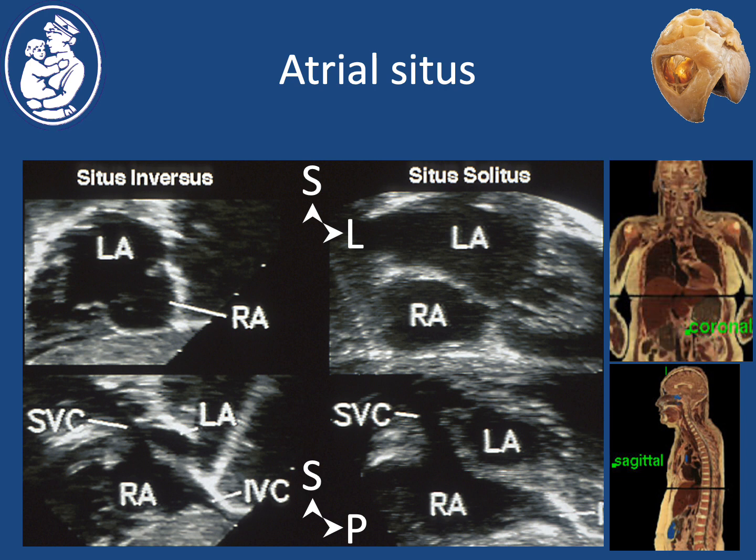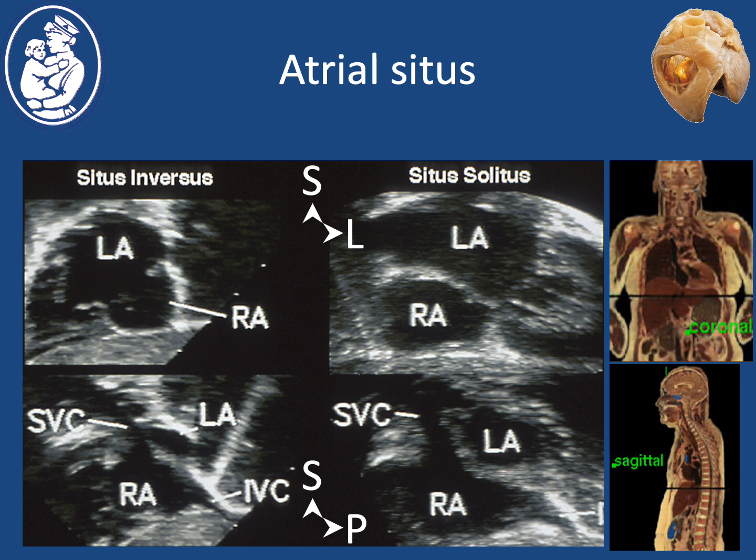These subxiphoid echocardiograms illustrate imaging of atrial situs solitus and situs inversus. The two upper echocardiograms are in approximately a coronal plane view, like the model to the right, so that there is a right-left axis in these images. Note that the right atrium is anterior and rightward in situs solitus, and the left atrium is posterior and leftward. The opposite is the case in situs inversus. The right atrium is anterior and leftward, and the left atrium posterior and rightward.